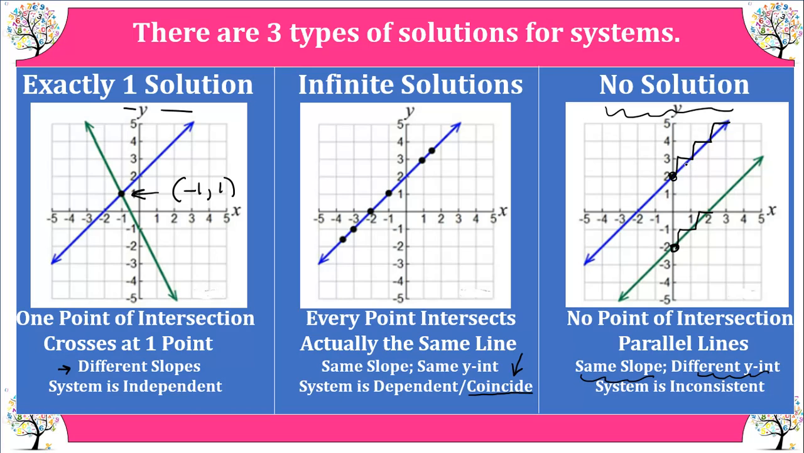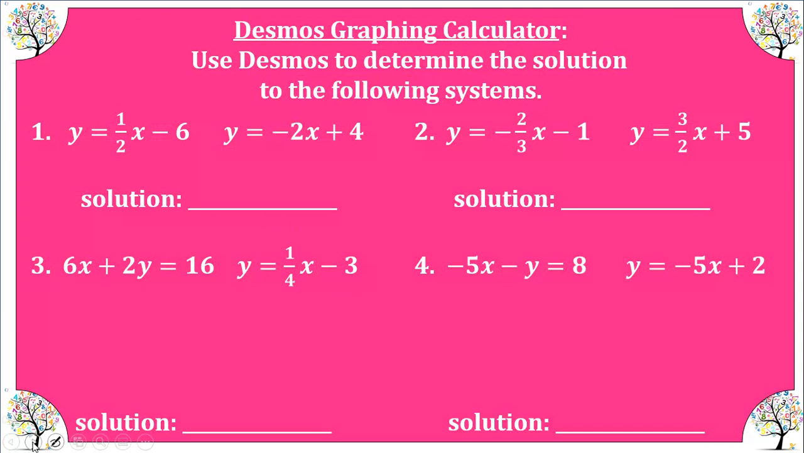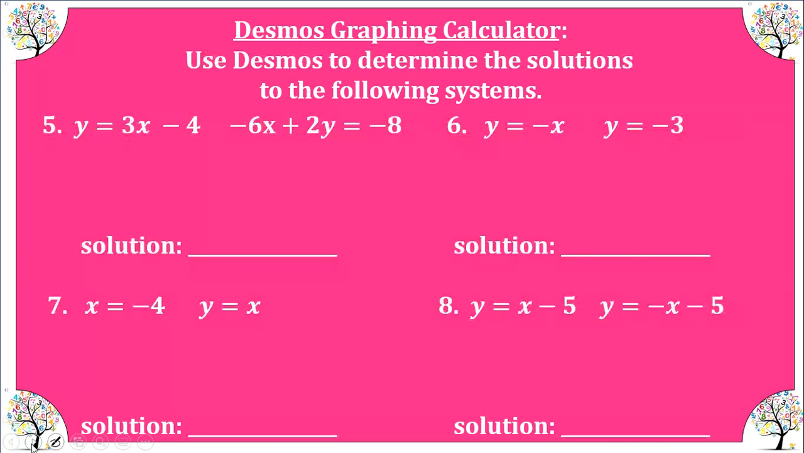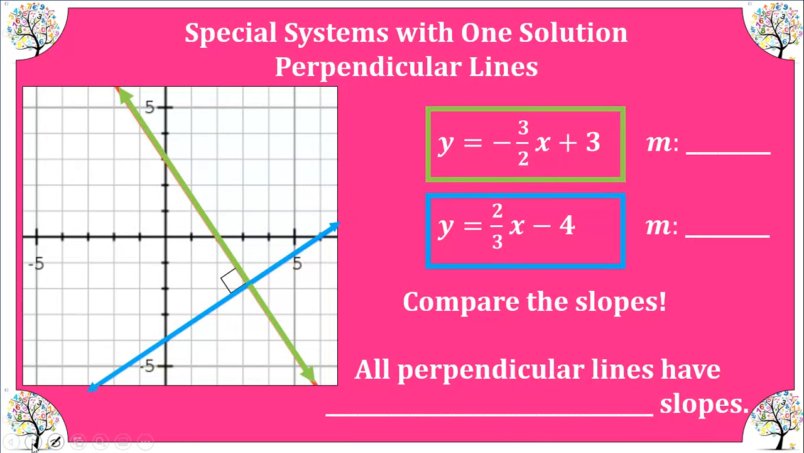So here are the three types of solutions. One solution where they cross at one point, infinite solutions where they cross at every point, and no solution where they cross at no points. For this part, we're going to skip. This is where you could use the Desmos graphing calculator and insert both equations and see where it crosses on the graph. So instead, we're going to get straight to graphing by hand.